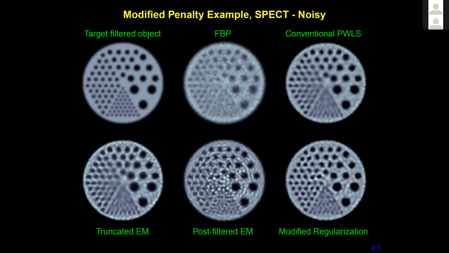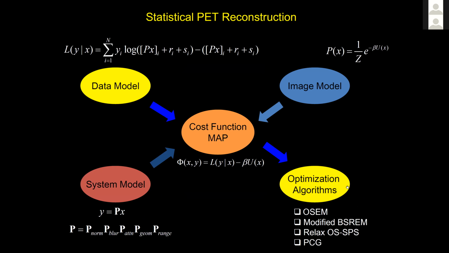So here shows some results. I need to speed up a little bit. If you use traditional FBP and conventional weighted least squares based on Gaussian, and the EM algorithm, post-filtered EM algorithm, and if you modify it and use regularization, bringing some simple prior knowledge into your image, you might get much better image quality.